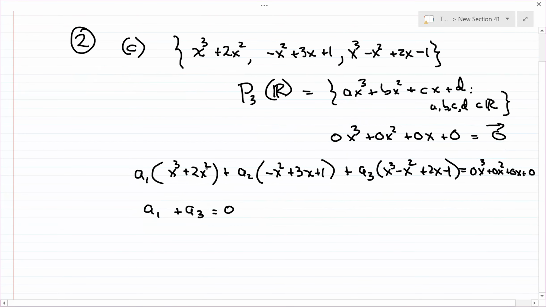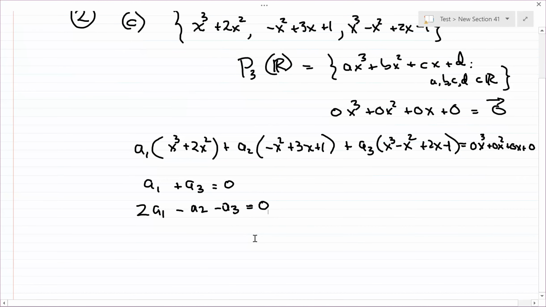If I look at the second degree parts of these things, it would be 2a1 from here, and then minus a2 from here, and then minus a3. And that would have to equal the coefficient on x squared, which is 0. And then there would be 4 equations altogether. There would be the power of x to the first, which would be 0 from this one. And then x to the first would be 3a2.